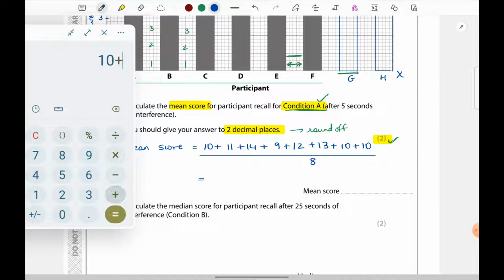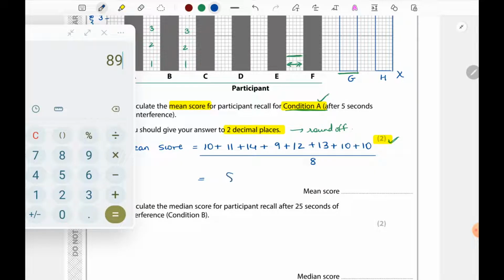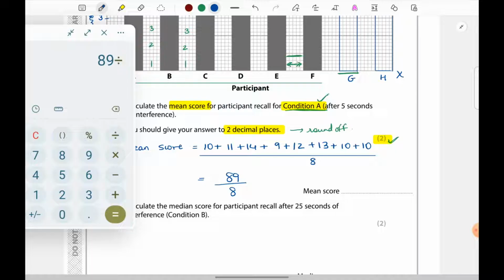Okay, first let me add in the calculator all the numbers. The total for the numerator is coming to 89. So first let me write that in the numerator. Denominator stays as it is. So divide by 8. So for mean, I suggest show these two steps. One, how you are adding for the numerator, and then just show how you're dividing the total by the denominator. Then you're free to write the final answer. Okay, so firstly, let's do the division on the calculator.